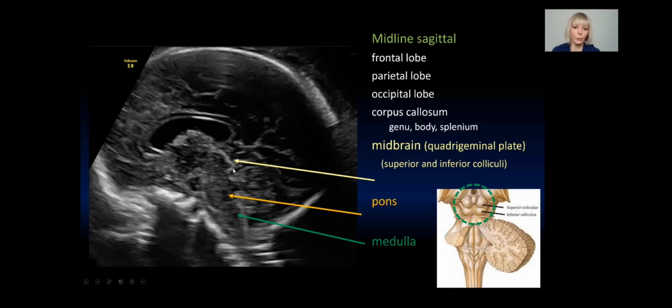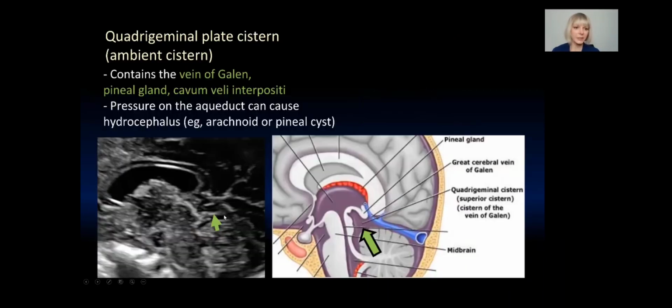It defines the quadrigeminal plate cistern posterior to that. And the cistern contains important structures such as the vein of Galen, the pineal gland, and if the cavum velum interpositum is expanded, it may go into this space as well. You can see that if there is a mass effect, such as an arachnoid cyst, it may compress the aqueduct and cause hydrocephalus.